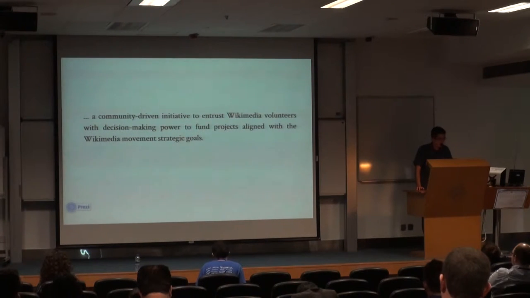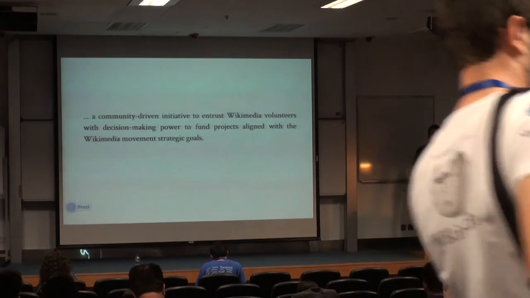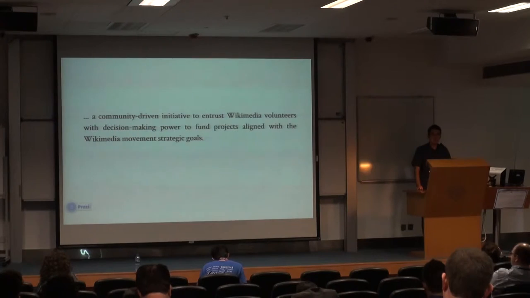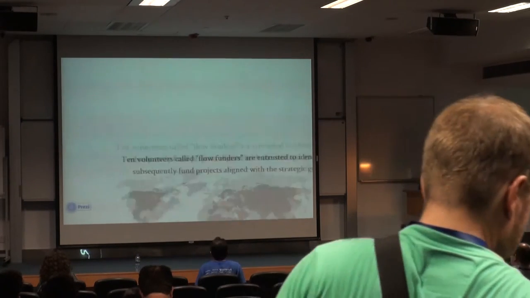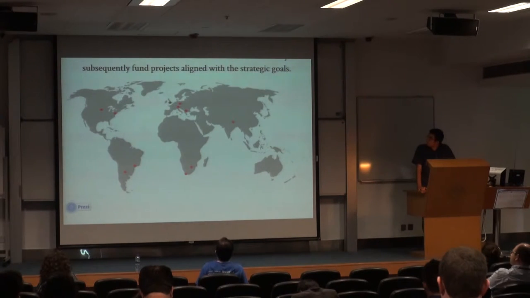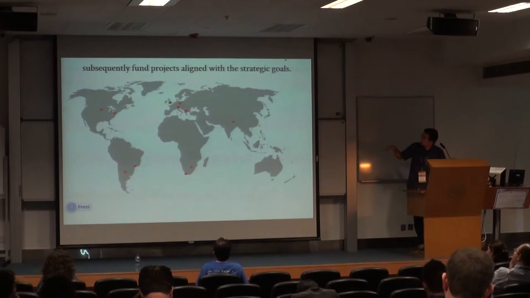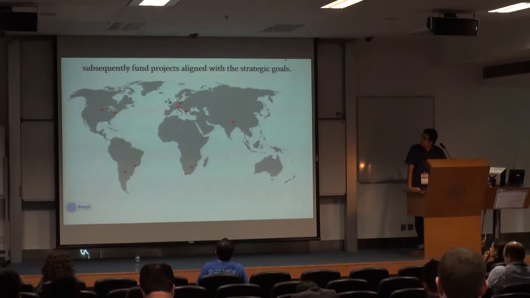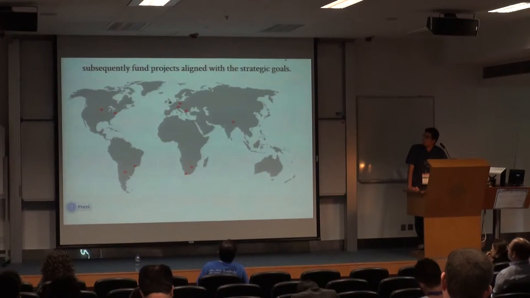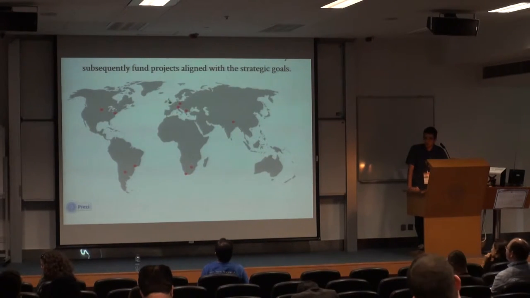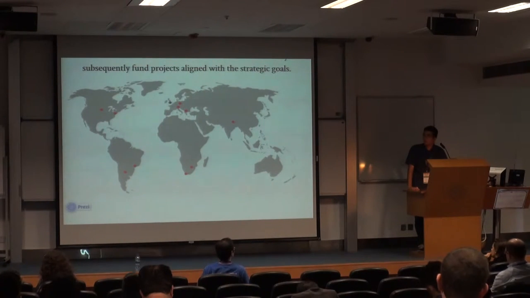So the flow funding is a community-driven initiative that aims to entrust Wikimedians across the world to have the power to distribute money to the projects that they have identified in their vicinity. So, in the pilot year, there were 10 flow funders, denoted with the red dots on the map of the world. As you can see, there are flow funders in almost every continent, except Australia, but we hope in the future we'll have some of them there. And the green dot represents the residence of the coordinator, Thomas Souza, who coordinated all of these flow funders during the year.